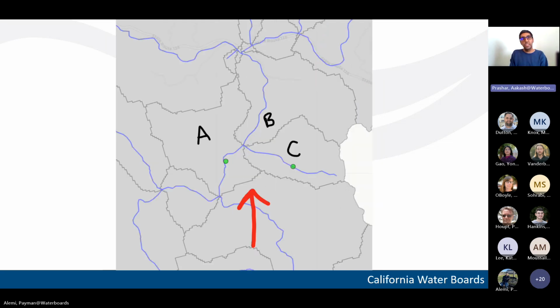In this example, we have PODs in both subbasins A and C, and both of these subbasins flow into subbasin B, but they're otherwise disconnected. So for that reason, we're going to split the water into two. Next slide, please.